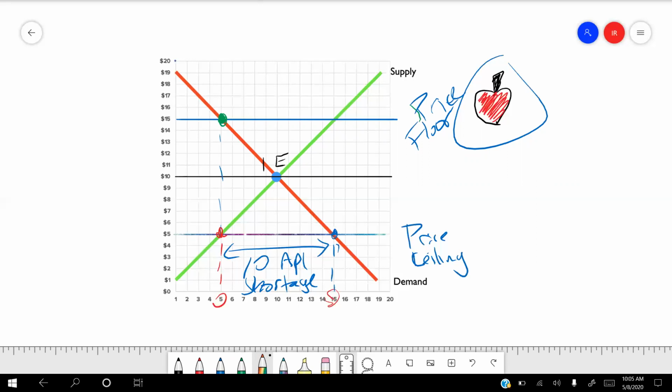On the other hand, because the price is too high, a lot of producers are trying to sell their apples at this minimum price, 15 sellers over here. This creates another problem that economists call a surplus, and this is a surplus of 10 apples.